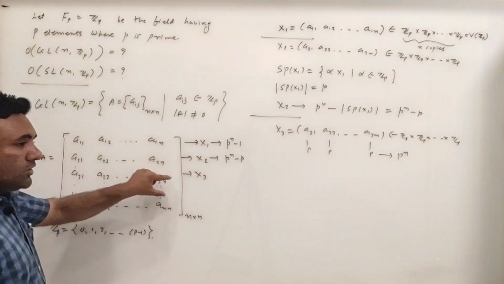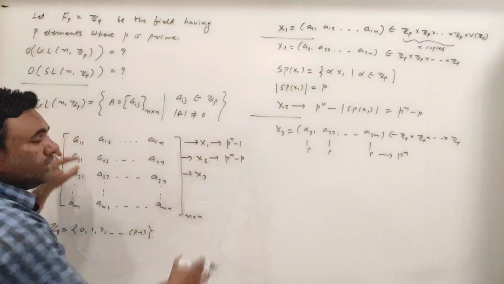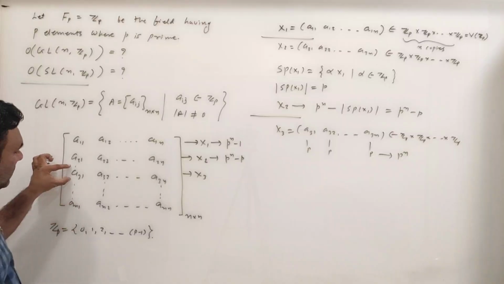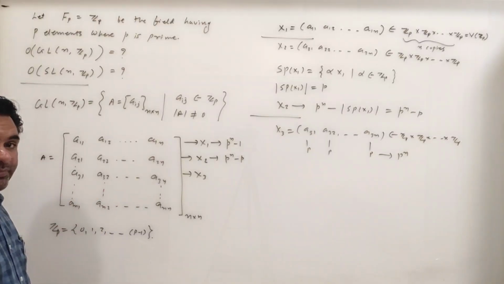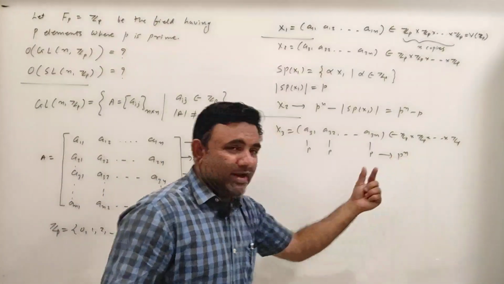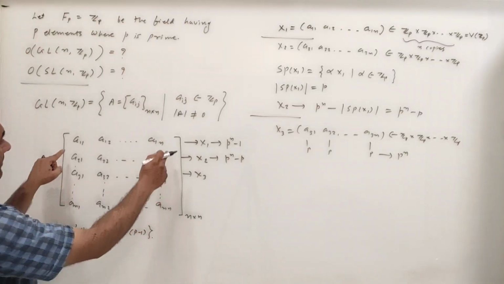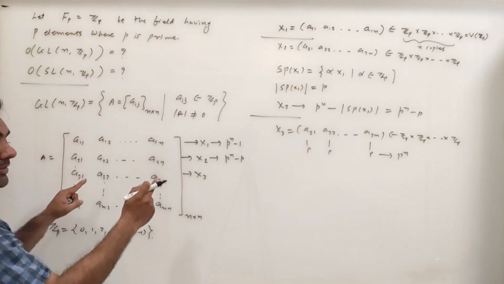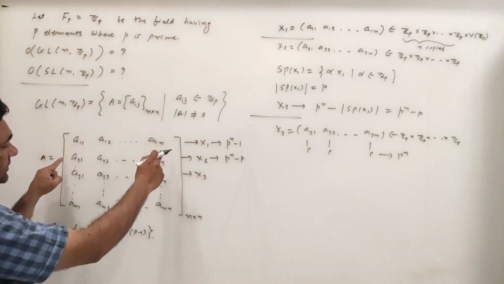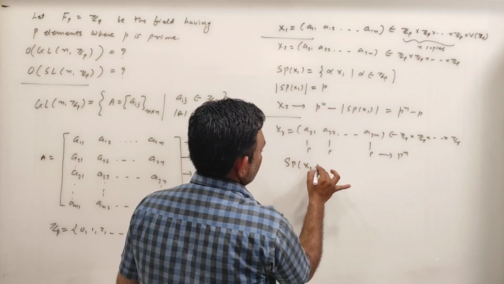So when I choose this row, now the selection of these two is done. This row can be selected in p raised to n minus 1 ways. This row can be selected in p raised to n minus p ways. Now what about this row? This row has total p raised to n choices, but out of these, this should not be a scalar multiple of the first one and it should not be a scalar multiple of the second one. But the scalar multiples of the first one or the second one are just the span of vectors x1 and x2.